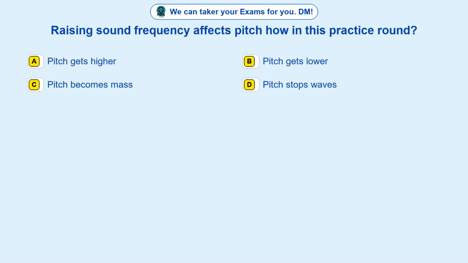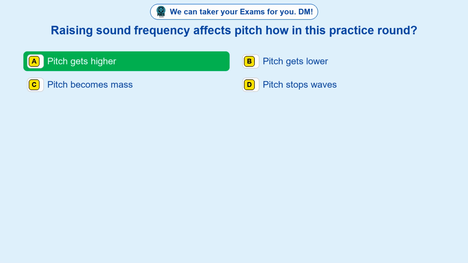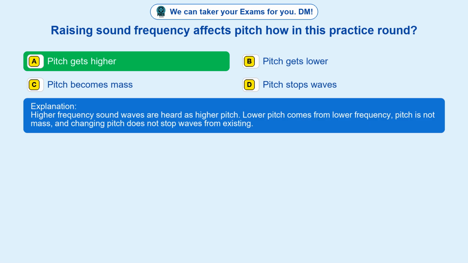Question 67. Raising sound frequency affects pitch how in this practice round? Option A, pitch gets higher. Option B, pitch gets lower. Option C, pitch becomes mass. Option D, pitch stops waves. The correct answer is option A. Pitch gets higher. Higher frequency sound waves are heard as higher pitch. Lower pitch comes from lower frequency, pitch is not mass, and changing pitch does not stop waves from existing.